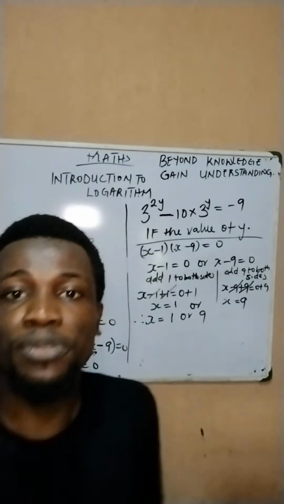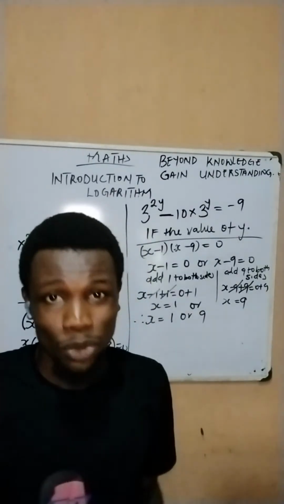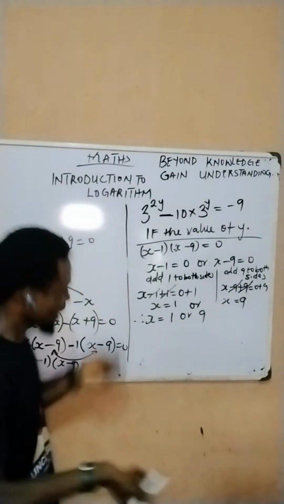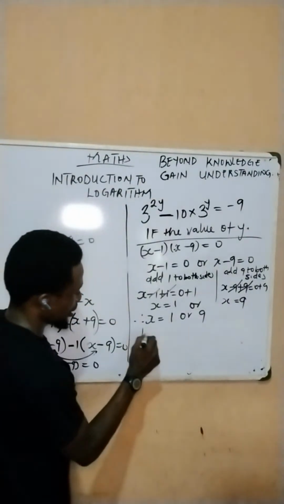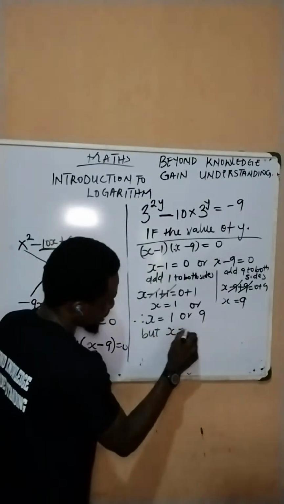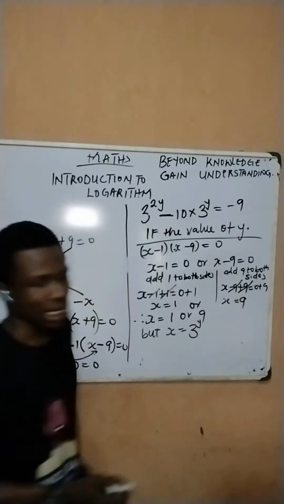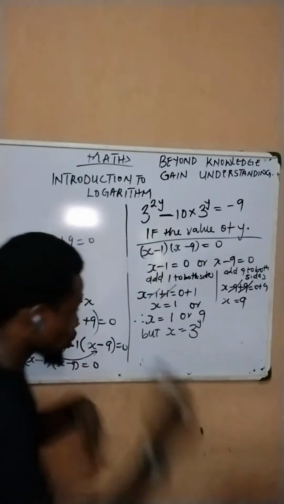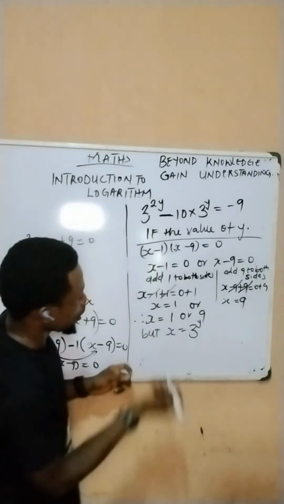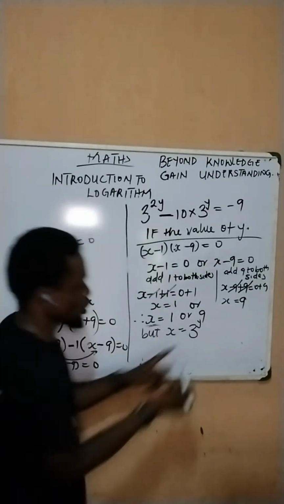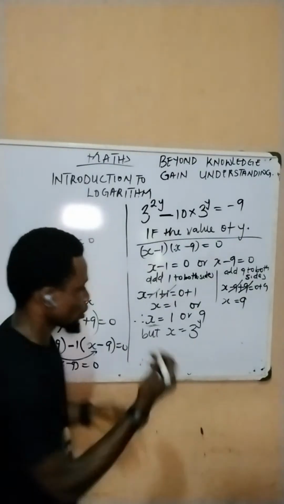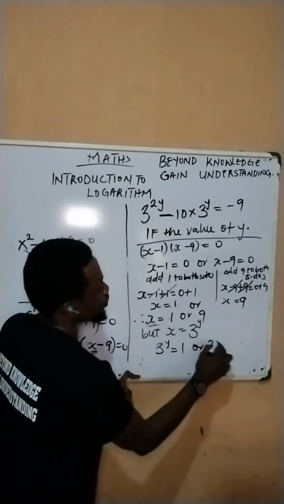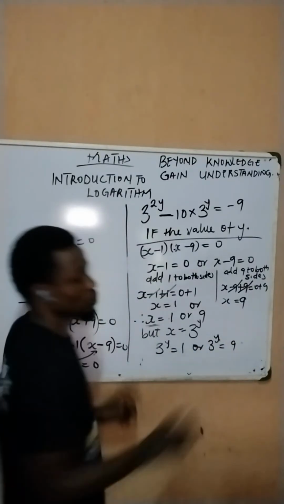Remember that we're asked to find the value of y, not x. We are the one that introduced this value of x. So we'll go on and tell ourselves, bringing back the original concept, that x is actually equal to 3 raised to the power of y. That's the original value that we had originally, that we switched to become x. And if that is so, we're going to replace our x with 3 raised to the power of y. So it simply means that 3 raised to the power of y is equal to 1, or that 3 raised to the power of y is equal to 9.